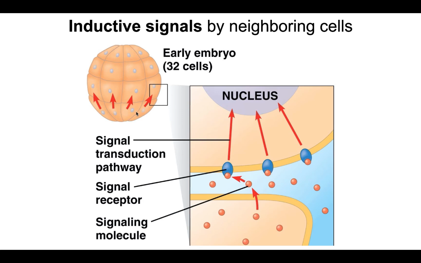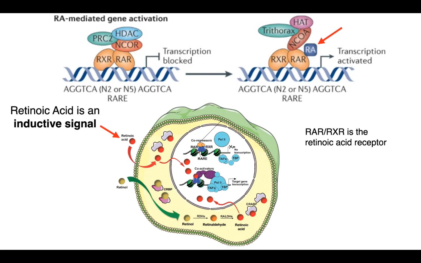Which means if these bottom cells here secrete a signal, like retinoic acid, for example, then the only cells that will receive that signal are the cells right next to it. So here we have a cell that secretes a particular signal. That signal is received by its neighbor cell, and a signal transduction pathway occurs that leads this cell to produce activators that no other cells are producing. Right? These cells aren't producing it, these cells aren't producing it. Only this group of cells that have received that signal are producing a particular activator, and therefore going down a new developmental pathway. Retinoic acid is an inductive signal.